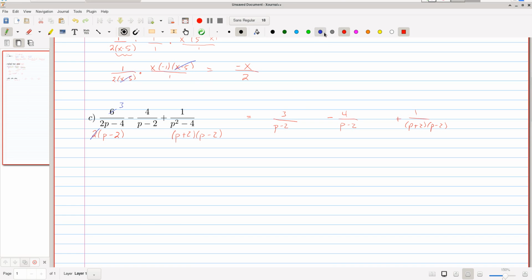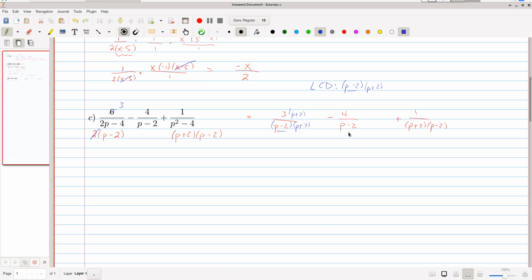So it looks like our common denominator, we're going to need a p minus 2 for this first fraction. We're going to need a p minus 2 for the second fraction, but we already have that listed, so we don't need another one. We need a p plus 2 for the third fraction, and a p minus 2, which we already have listed. So there is our common denominator. Next up, we're going to multiply each fraction by what's missing. So the first fraction, I can see we've got p minus 2, but it's missing the p plus 2. So we're going to multiply the numerator and denominator by p plus 2.